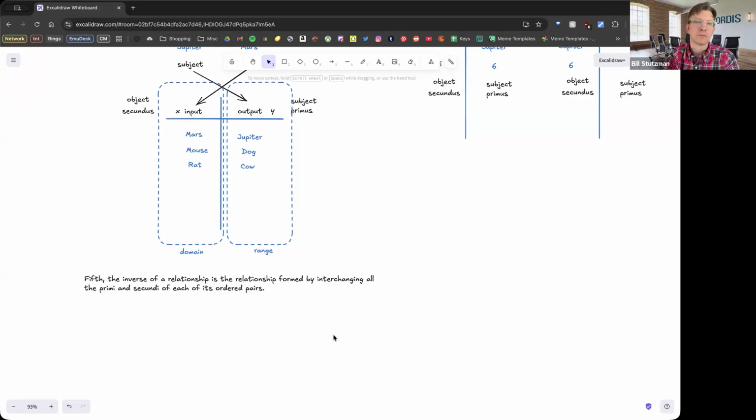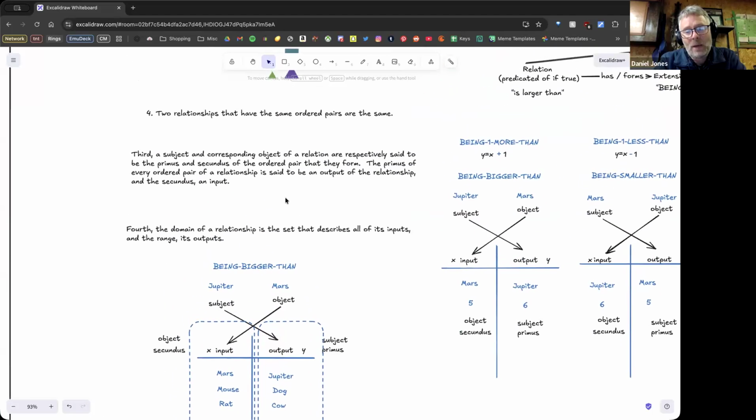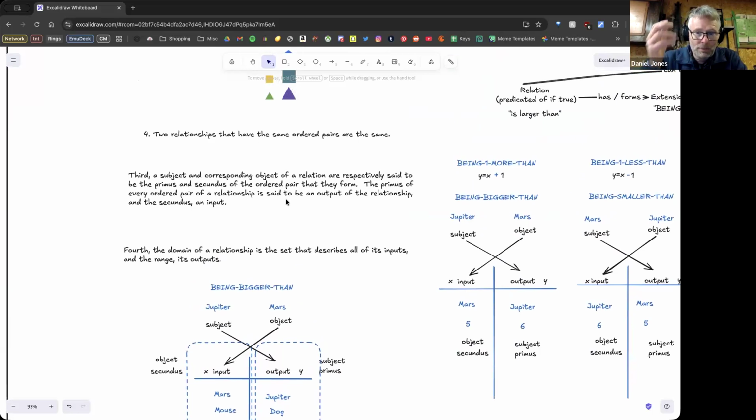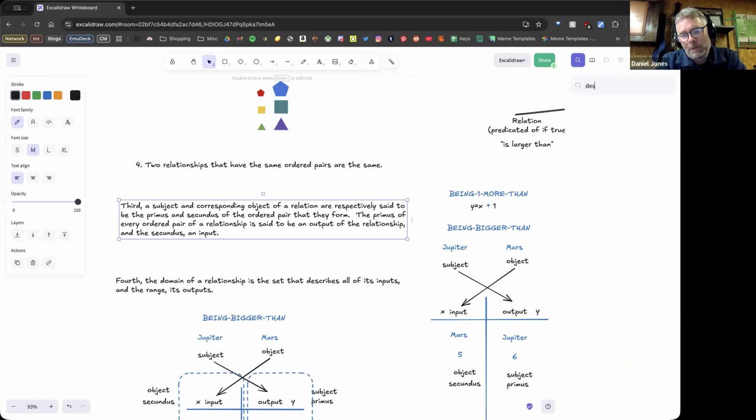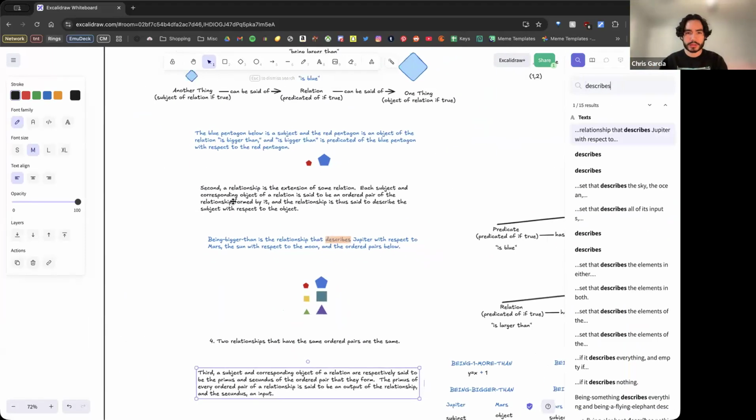So if it is an input, I just use it as a predicate. This is an input, this is an input, this is an input. So being an input would be the domain. Being an output would be the range. Because being an output is the set that describes all outputs. And again, I use the word describe, right? Being an output describes all outputs, the set that describes all outputs. Yeah, which is exactly the language that's used for sets.